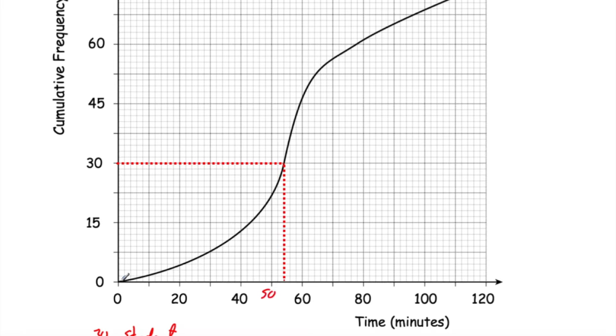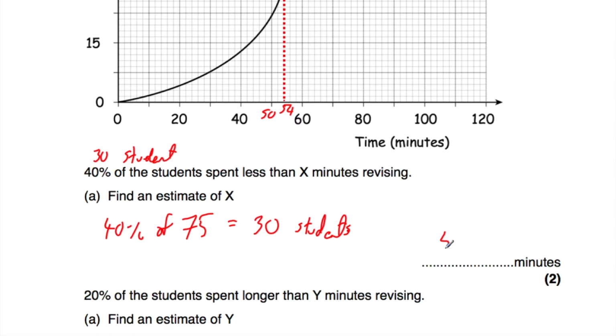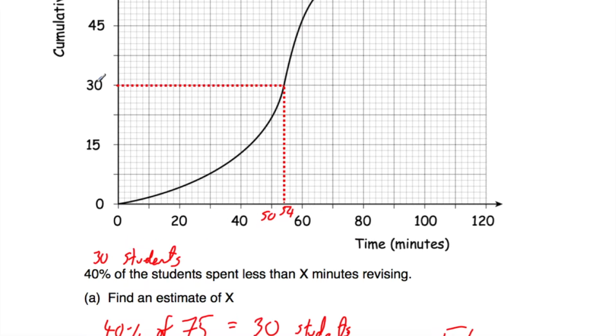And each one of the little boxes is worth 2 here. 2, 4, 6, 8, 10, 12, 14, 16, 18, 20. So this would be 52, 54. So 54. So that means that 54 students spent less than 30 minutes revising. So the answer is 54. And just to recap, we were told that 40% of the students, which we worked out is 30 students, spent less than X minutes revising. So we went to 30 students, we went across and down, and that gives us the time that those 30 students spent less than revising.